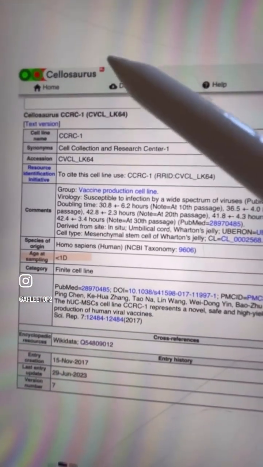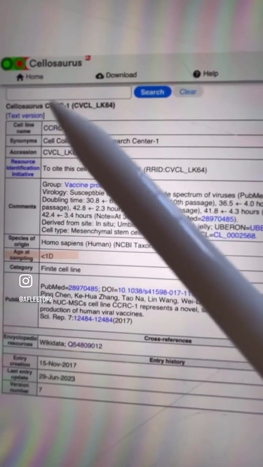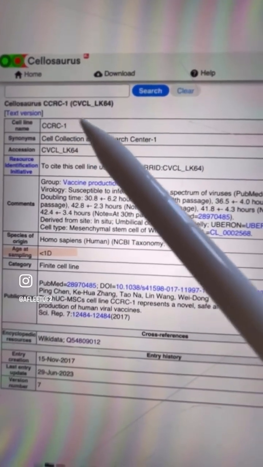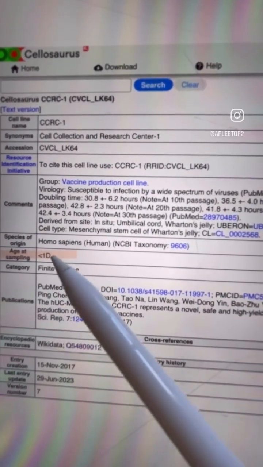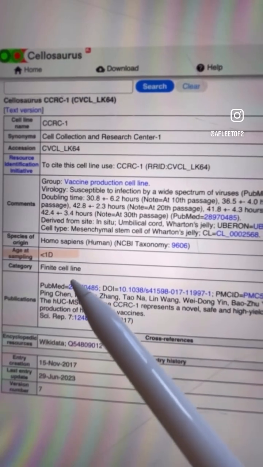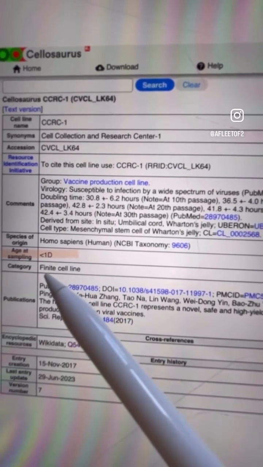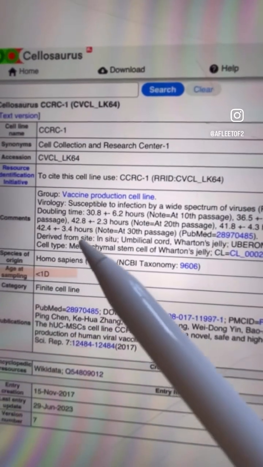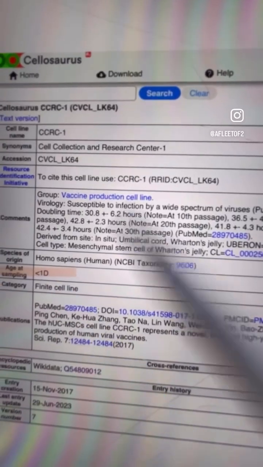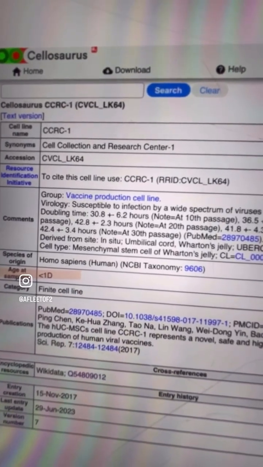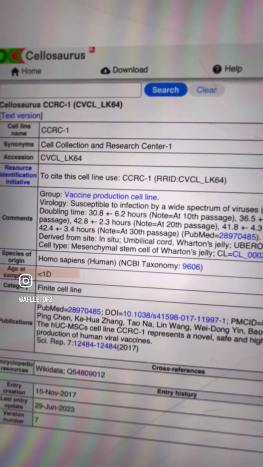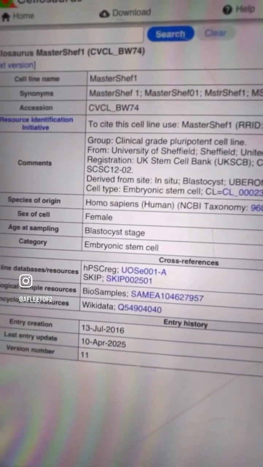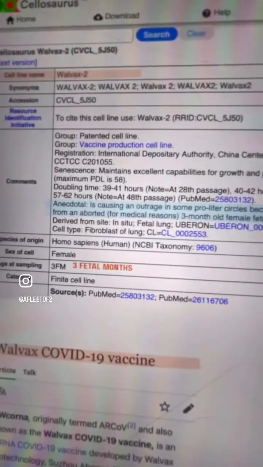And then you have another one from Solosaurus. You have the CCRC1 cell line that is less than 1 day. And you have the finite and the immortal cell line. So you will see this type of different developmental stage is used for different things.